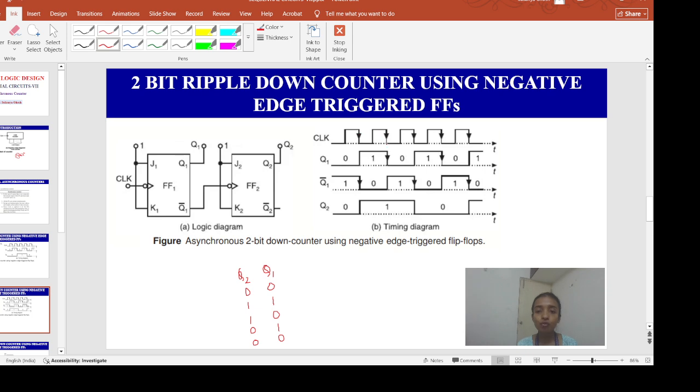Until the next negative going edge of the clock pulse appears. But when this Q1 is becoming 1, Q1 bar is becoming 0. So this flip flop will toggle and change its state from 0 to 1. Then when Q1 becomes 1, at the negative going edge of the second flip flop, Q1 bar is going from 0 to 1. So the second flip flop won't toggle, and it will continue to be in the 1 state until the next negative edge of the clock pulse appears.